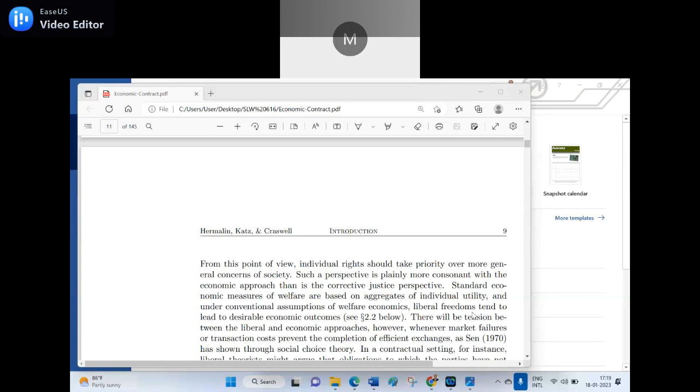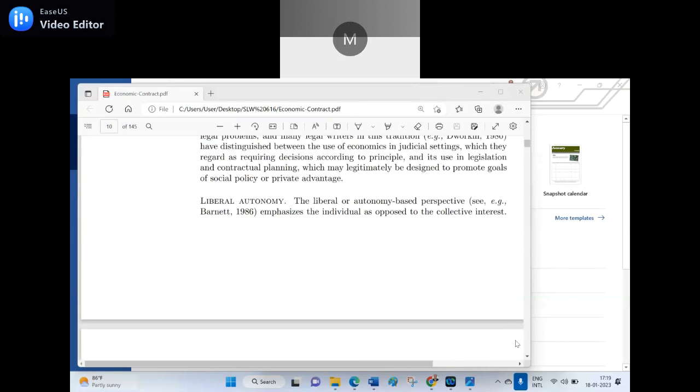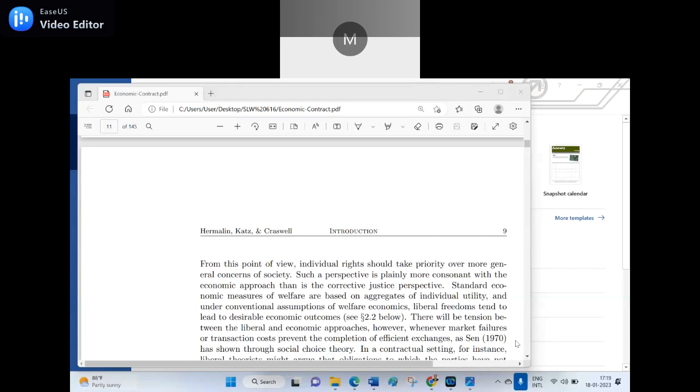So, the second point: as far as liberal autonomy is concerned, it is solely based on corrective justice, because these are all variables. Each variable depends upon some other variable. Then only can we give a correct point of view. So here they say such a perspective is plainly more consistent with the economic approach; the corrective justice perspective is the right approach.